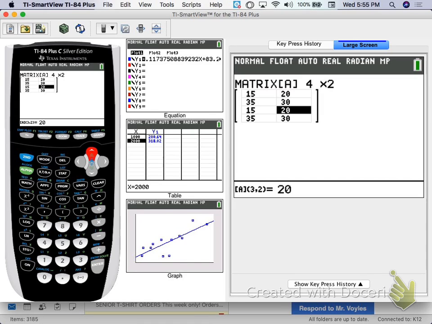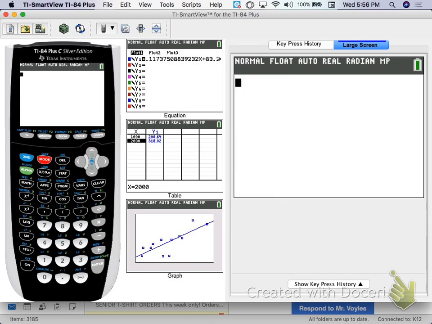All right, so we've gone to matrix, we've gone to edit and chosen matrix A. We changed the size of our matrix. We entered the numbers from our contingency table. Okay, so we're through the first set of steps there. Now we're going to get out of here, so we're going to hit second and the mode button to quit. And now I'm going to actually perform my test. So we're going to go to stats.